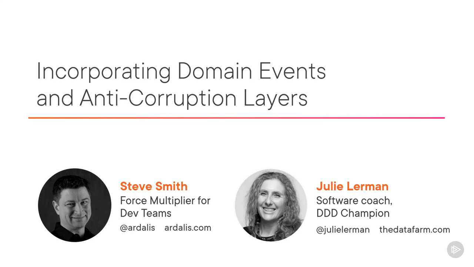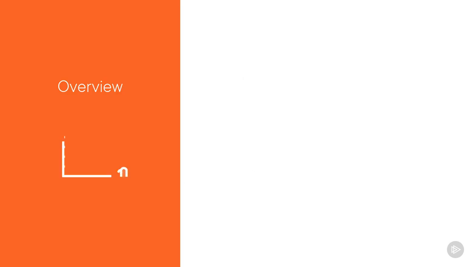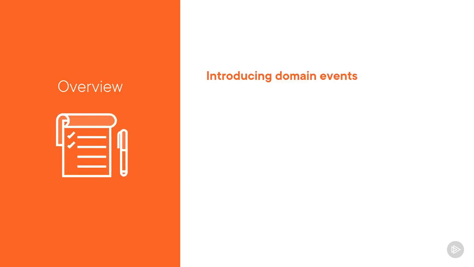In this module of Domain-Driven Design Fundamentals, you will learn about domain events and anti-corruption layers, two patterns for decoupling how the domain model communicates internally and with other systems. We'll start with domain events, which can be used to separate concerns, allowing different areas of the application to evolve independently, and sometimes helping with scalability as well.